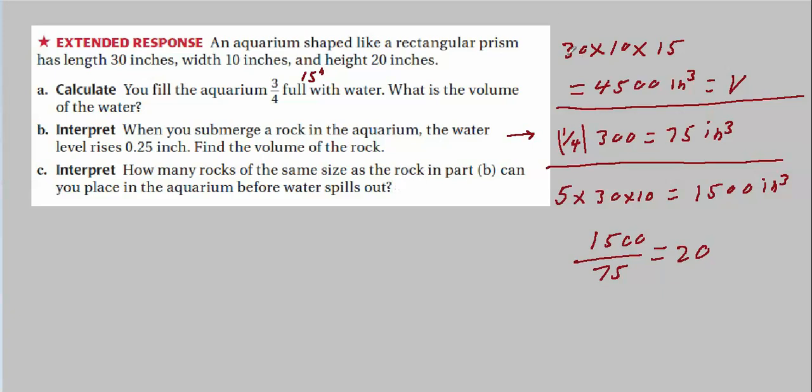Suppose we did it the other way. We didn't really have to use this equation. If this equals 3/4 of the volume, we can write 3/4 of V equals 4,500.